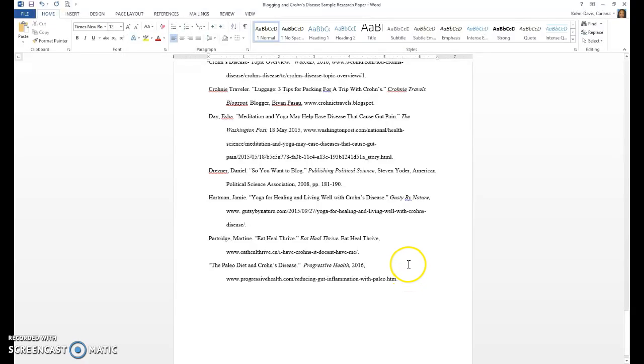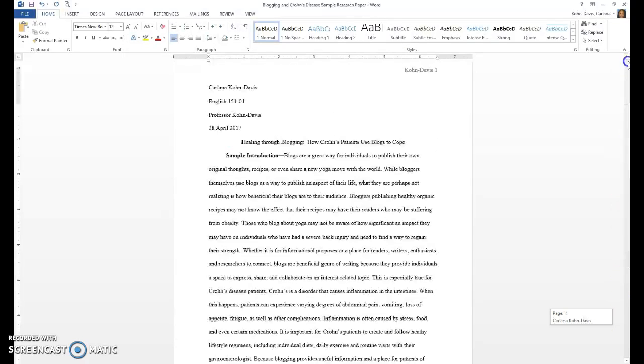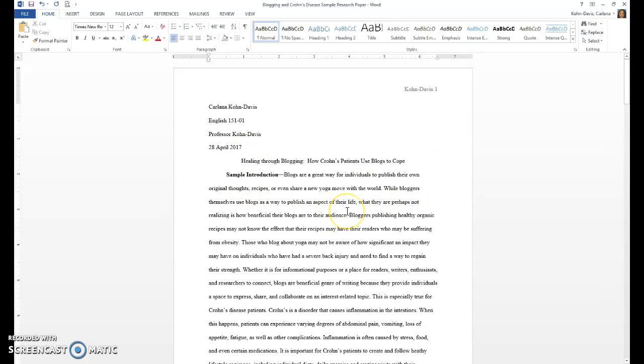So make sure you follow the MLA 8th edition for citing sources when you put together your works cited page. So again, I'm going to upload this in Blackboard so that you can have an idea of how to complete your works cited page, as well as how to put together your research paper, moving from the outline to actually writing the paper itself. I hope this helps.